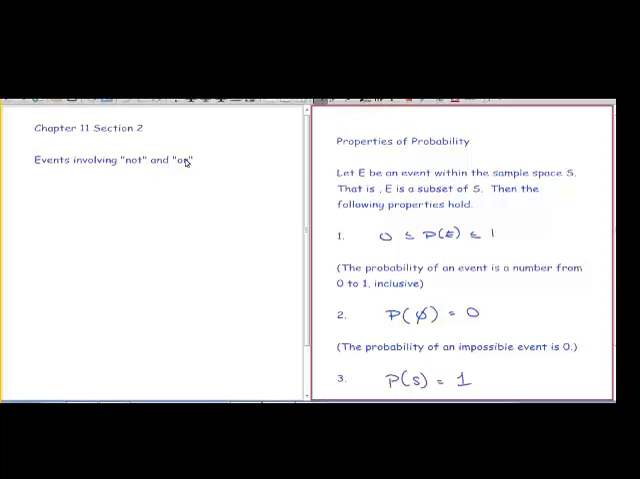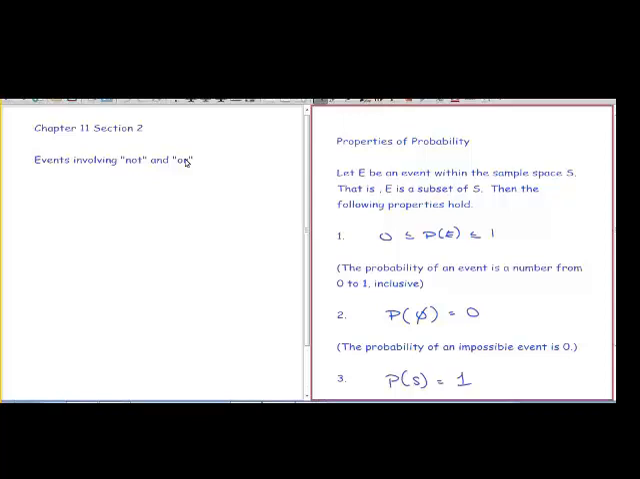So for example, in the genetics, having cystic fibrosis is a subset of the other choices, not getting it or being a carrier. And if this is true, then the following properties hold. The probability has to be somewhere between 0 and 1. 0 means that it can't happen. Probability of 1 means it always happens. So the probability of me dying is 1. Probability of anybody here dying, that's a certain event. We don't have to worry about that. The probability of us being born is 100% because we're here.